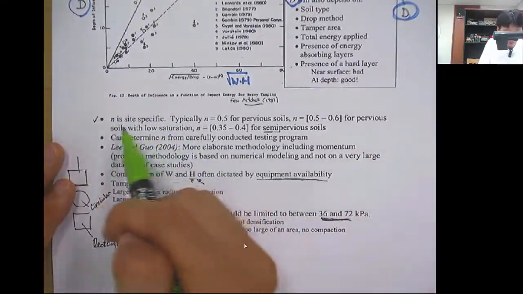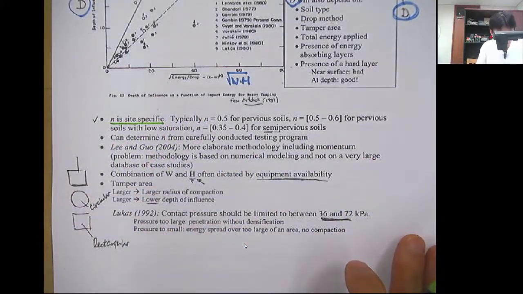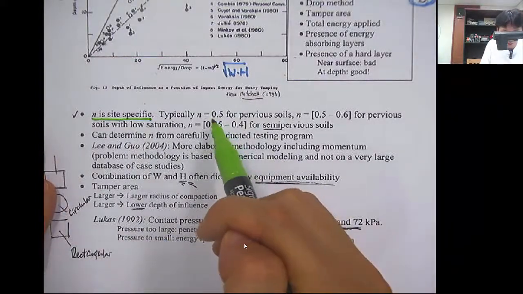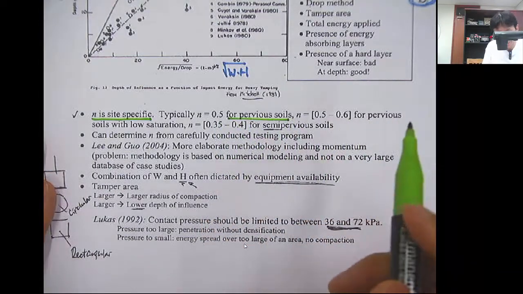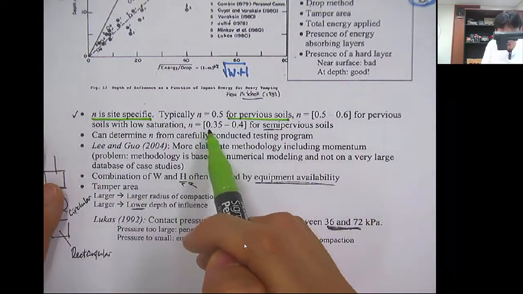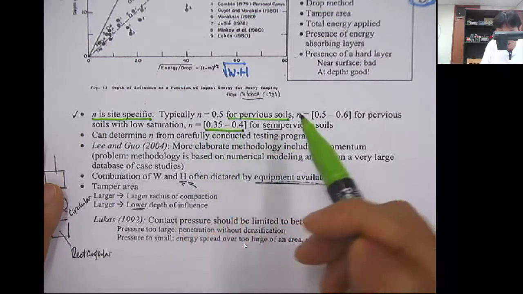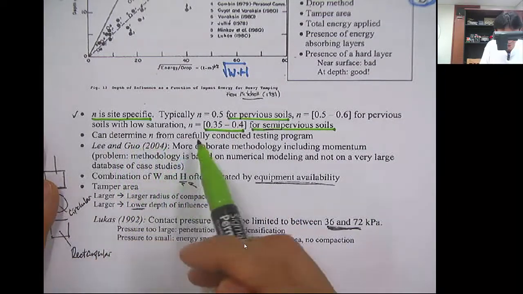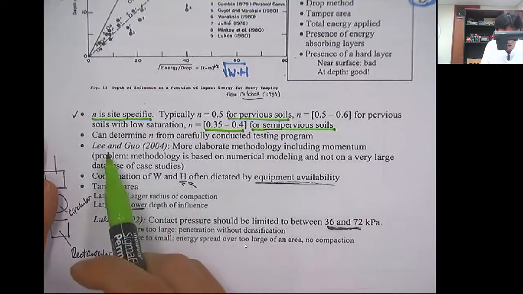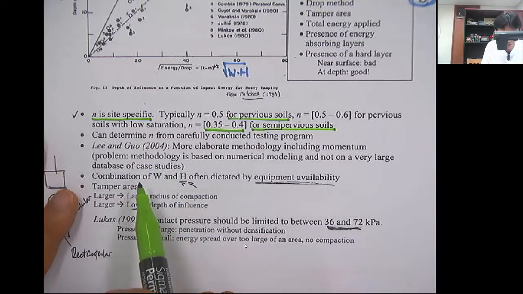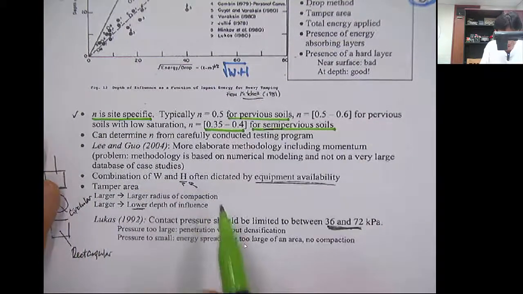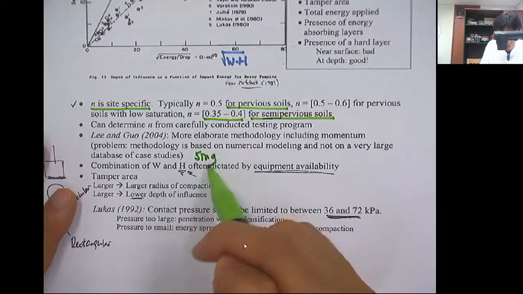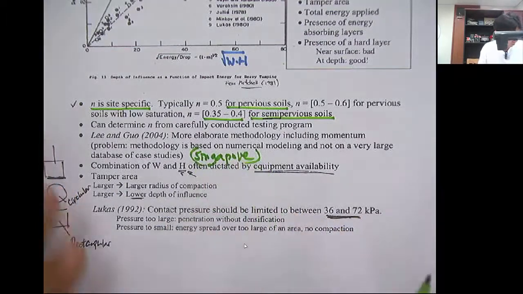And n is quite site specific, so you have a different n for different soil types and different sites. Typically, people use 0.5 for the pervious soil, like sandy soil, and people use less than 0.5, like around 0.4, for the semi-pervious soil. So n can be determined from carefully conducted tests, and Lee and Guo also did some research about the effective depth. These studies are based on the Singapore data.